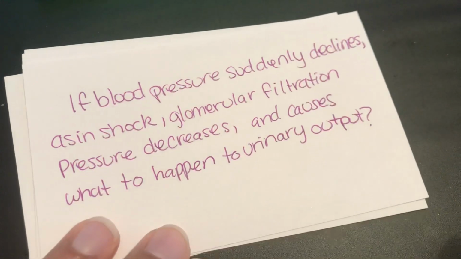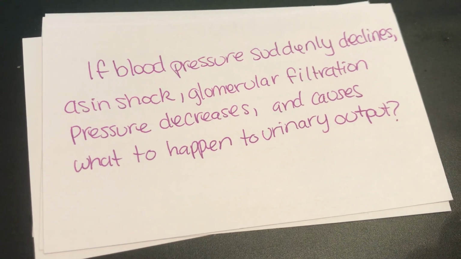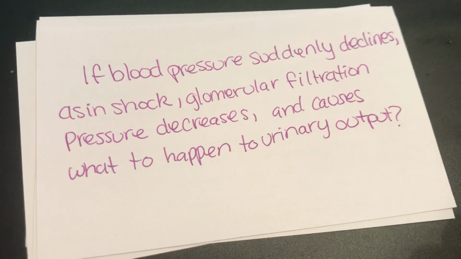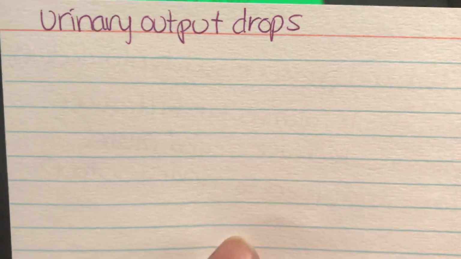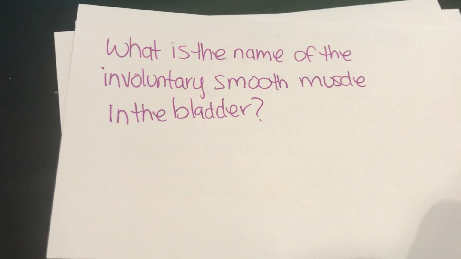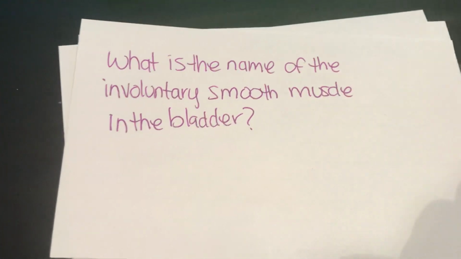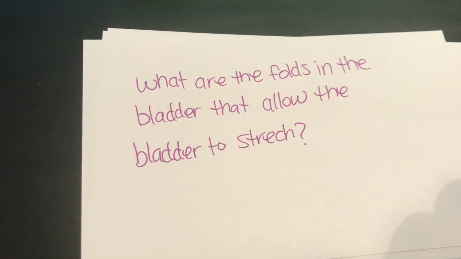True. If blood pressure suddenly declines, as in shock, glomerular filtration pressure decreases and causes what to happen to urinary output? Urinary output drops, so it's going to decrease. What is the name of the involuntary smooth muscle in the bladder? Detrusor muscle.